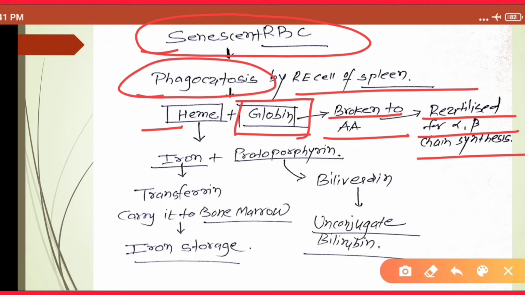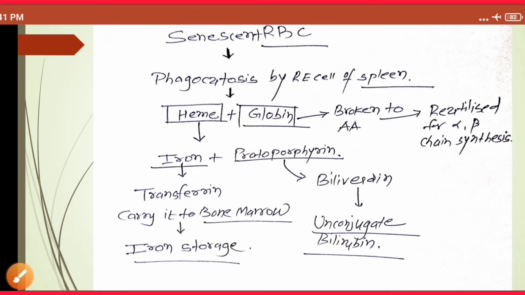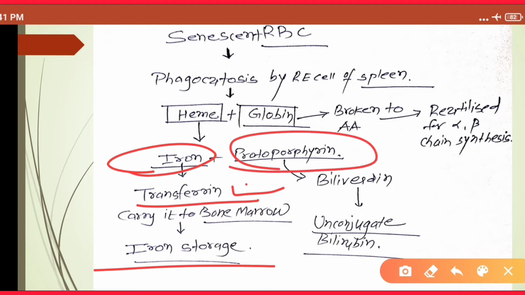So it will be recycled, and this broken heme will be further broken down into iron and protoporphyrin, right? This iron will be carried to the bone marrow through the transferrin protein. This is a carrier protein for iron. It will carry it to the bone marrow and it will be stored as an iron store, right? It will get stored.